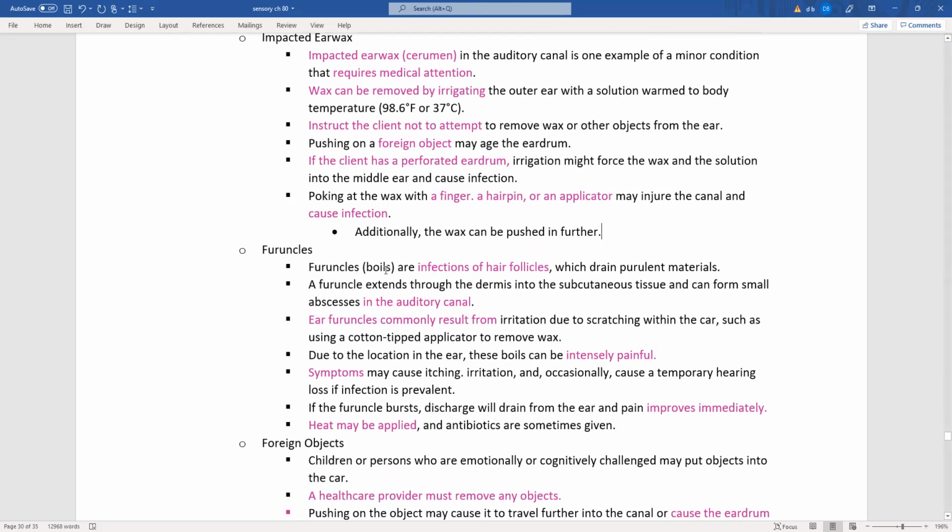Furuncles, furuncles. I'm talking about furuncles. These are boils or infections of hair follicles, aka boils, which drain pus material, which is purulent. A furuncle extends through the dermis into the subcutaneous tissue and can form small abscesses in the auditory canal. Ear furuncles commonly result from irritation due to scratching within the ear.